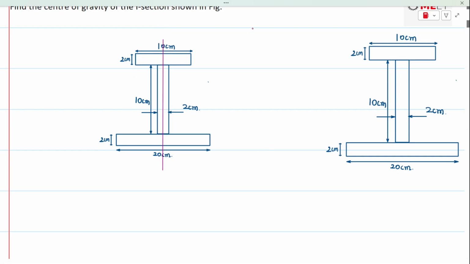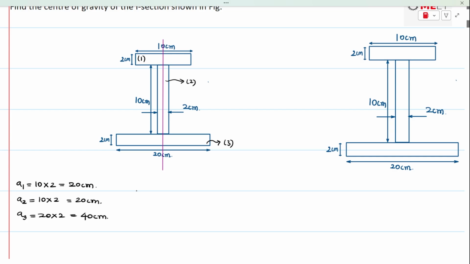Now here we have got three areas. So this will be counted as area number 1. This will be area number 2. And this would be area number 3. So A1 will be straight away equal to 10 into 2, which is 20 centimeters square. A2 will be equal to once again 10 into 2, which is 20 centimeters square. And A3 will be equal to 20 into 2, which is 40 centimeters square.